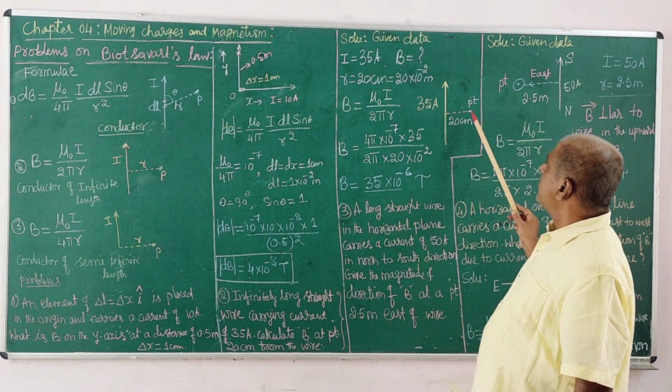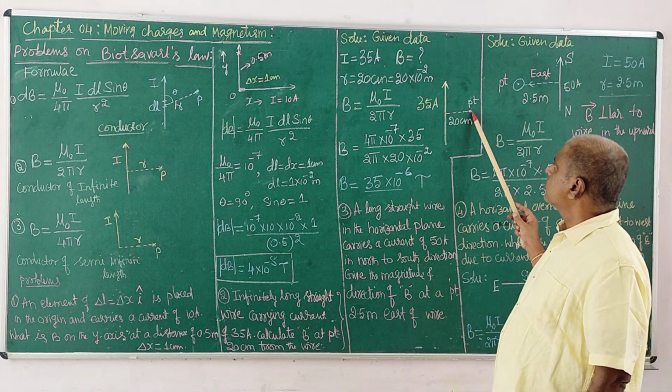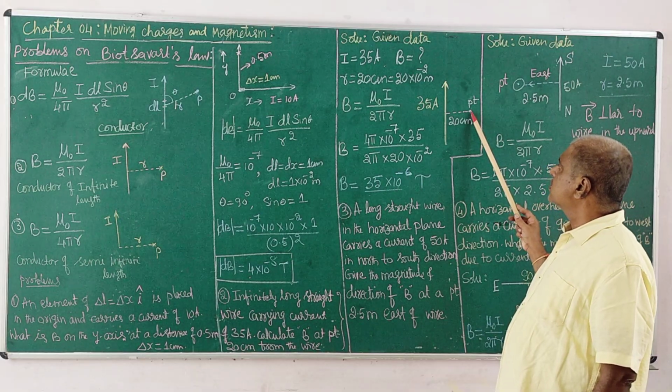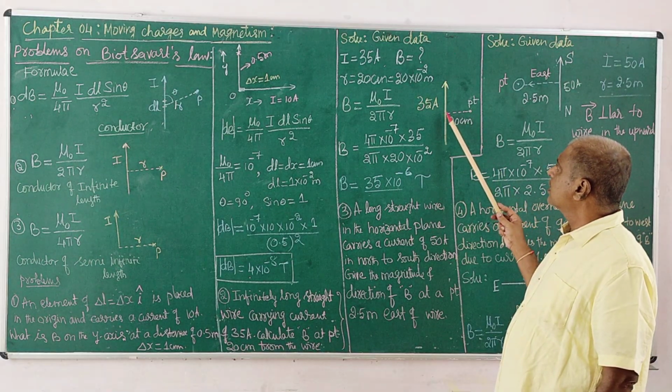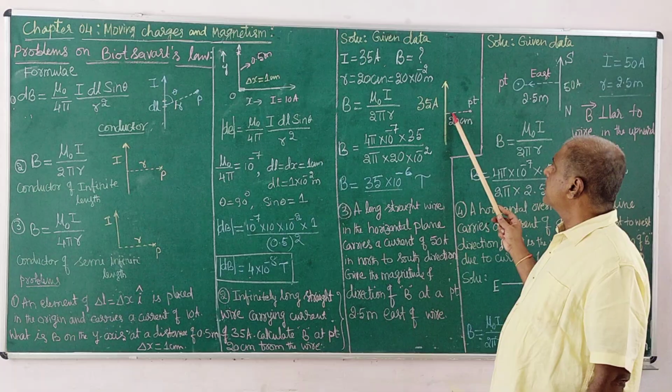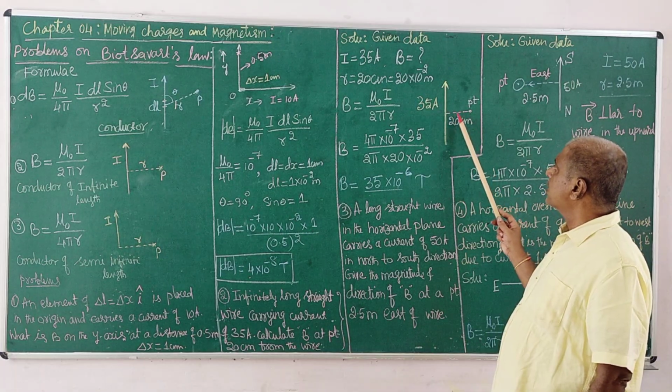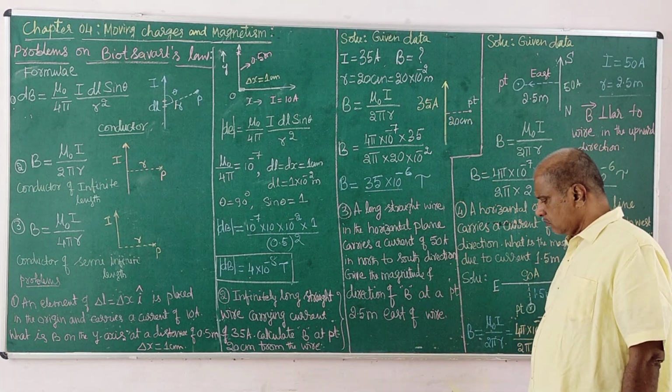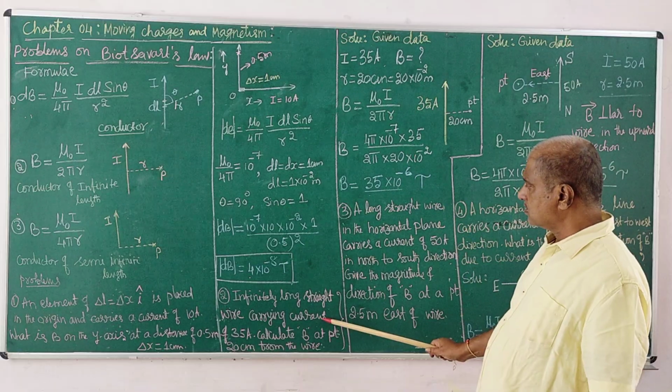That is the strength of the magnetic field at this point. This point is about 20 centimeter from the conductor. It is a perpendicular distance between the point and the conductor. This is the solution for this problem.